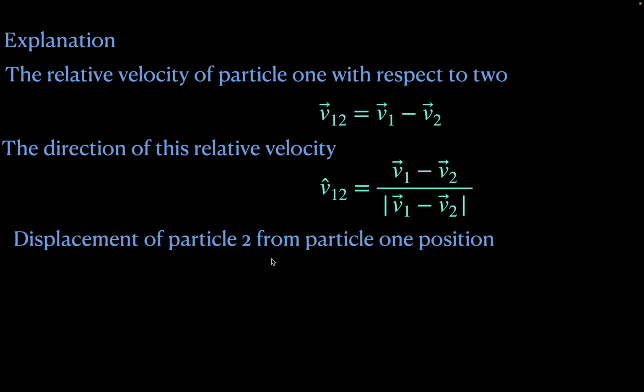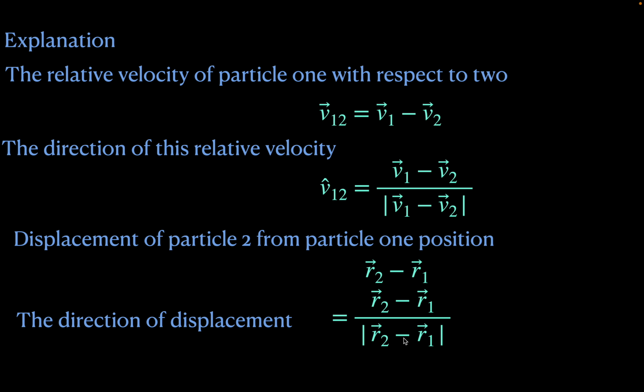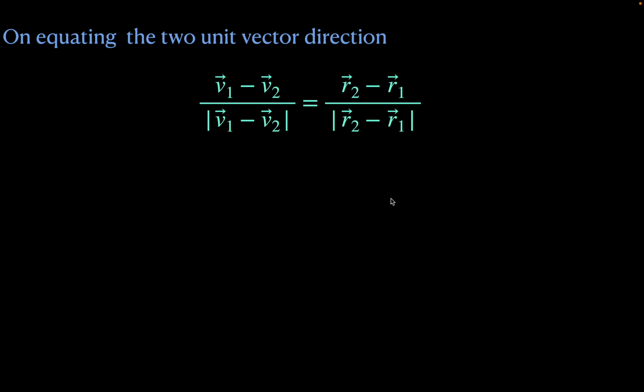The displacement of particle 2 from particle 1's position can be written as vector r2 minus vector r1, and the unit vector along this displacement direction can be obtained by dividing vector r2 minus vector r1 by the modulus of vector r2 minus vector r1. So if we equate these two directions, we will get the necessary condition for the two particles to collide. So this will be the answer.